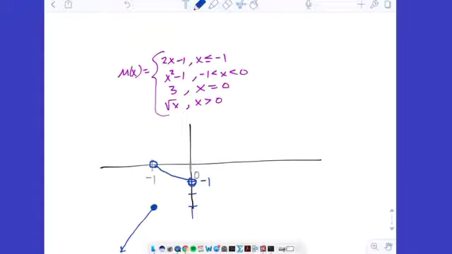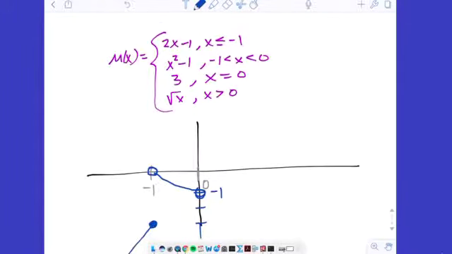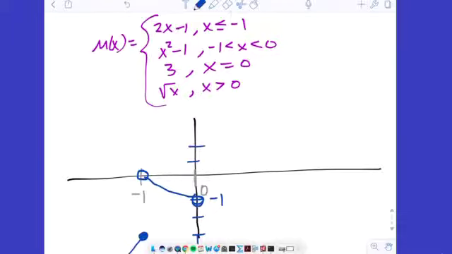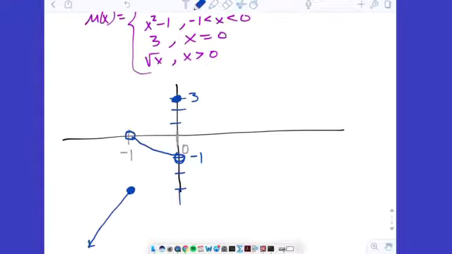Okay. Then it says, hey, when x is 0, call it a 3. 1, 2, 3. So now I'm just going to put a solid dot right there. When x is 0, call it a 3. And then finally, when x is greater than 0, which means to the right of 0, call it the square root of x. Well, again, I want to know the y value where this one picks up. So if you plug in a 0, you get the square root of 0, which is 0. That's the origin, 0, 0.